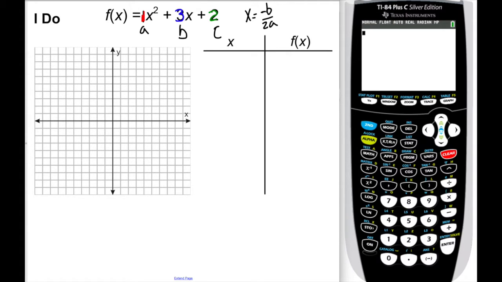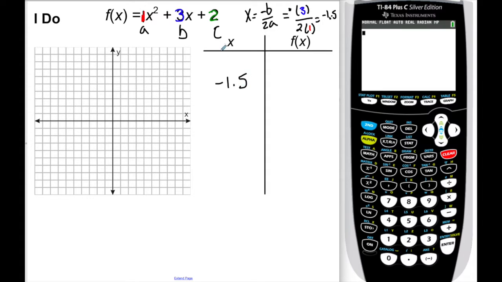Okay, so what we can do now is we can actually use the formula. So here is going to be my negative. What's b? Well, b is 3. And it's all over 2. And what's a? A is 1. So it's negative 3 over 2, which is negative 1.5.